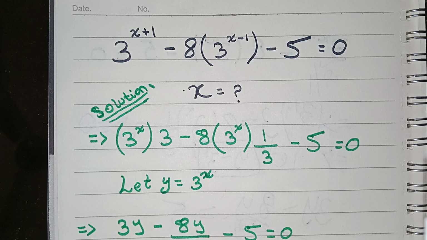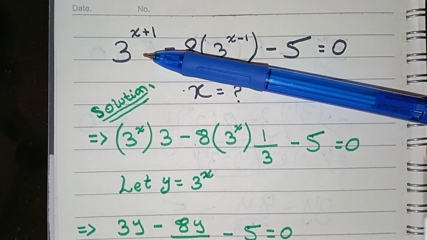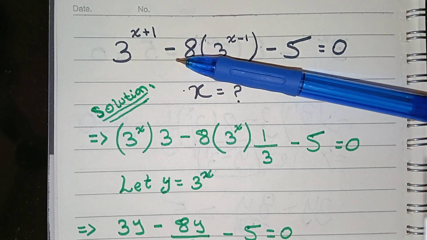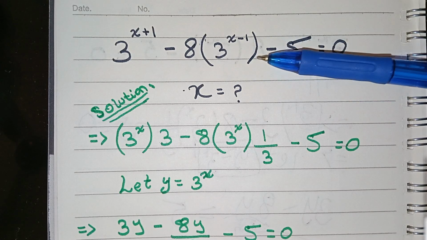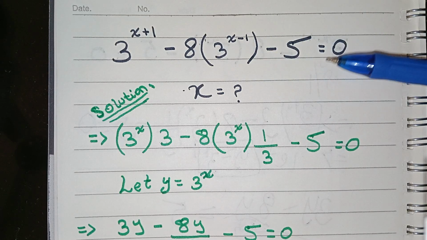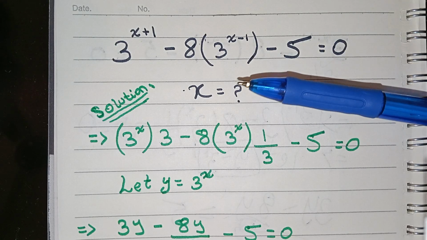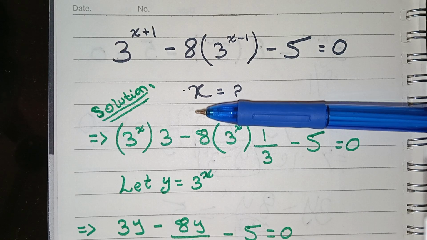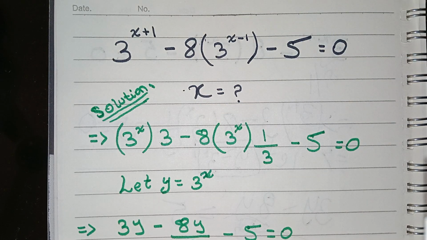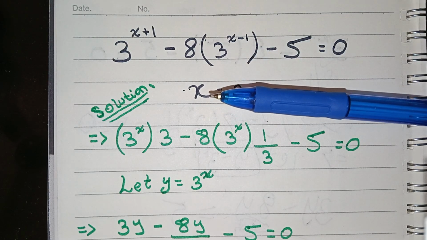In today's class we will learn advanced questions of logarithm, and how to solve the advanced level of logarithm. These are the type of questions like 3 to the power x plus 1 minus 8 times bracket 3 to the power x minus 1 bracket, minus 5 is equal to 0. We have to find the unknown variable, which is only x. So we have to find the value of the unknown variable x.